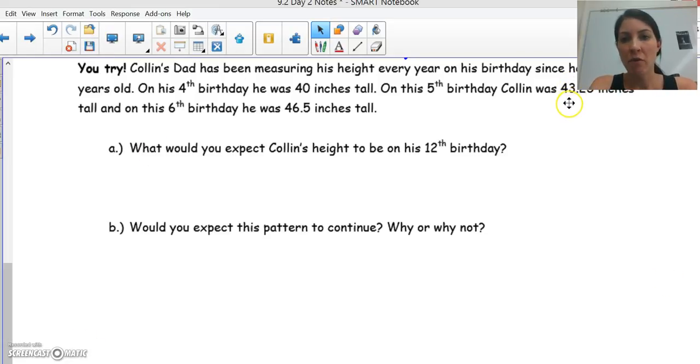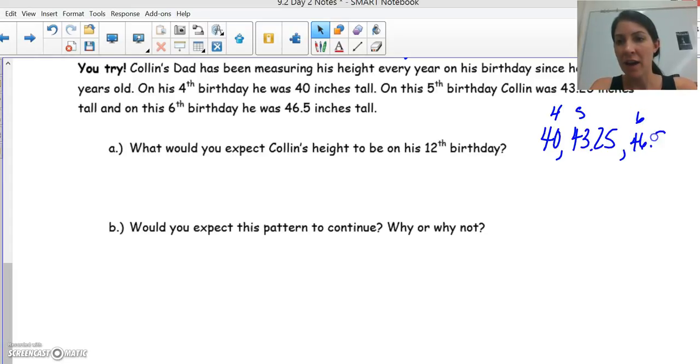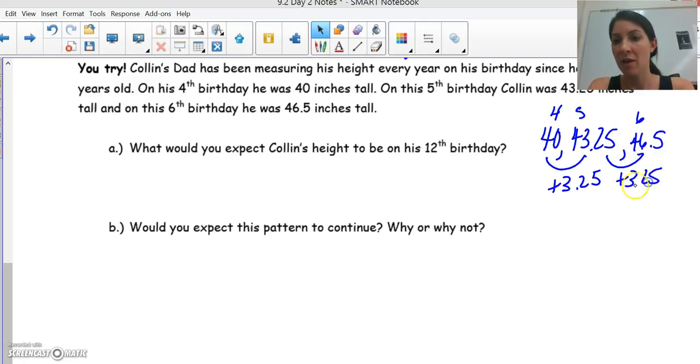So on the 4th birthday, 40 inches tall. 5th birthday was 43.25. And on the 6th birthday, it was 46.5. So what is the pattern going on here? From 40 to 43.25, I'm adding 3.25. And I think I see that same pattern there. Yep, add 3.25. So right there is going to be my common difference because that's how much I have to add every time. So it looks like every year he's growing 3¼ inches.